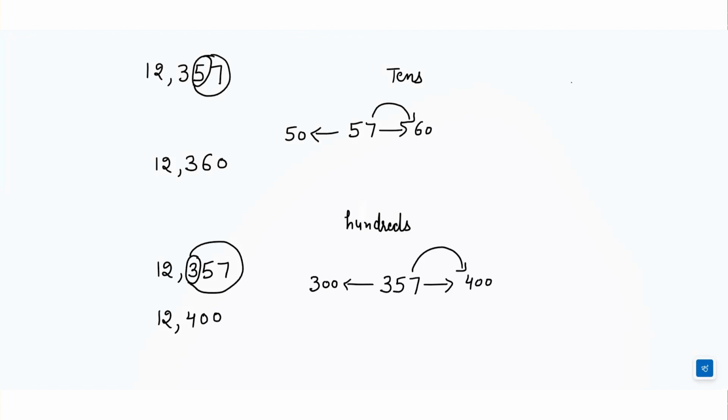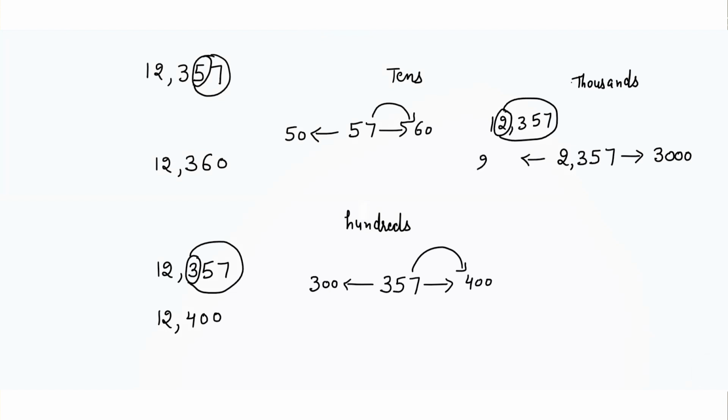Similarly, we'll see for thousands. Now, in case of a thousands place, we have 2 here. And if I will see all the digits till thousands, it is 2,357. Now we have to see, is it close to 3,000 or is it close to 2,000? So if you will see, this number is closer to 2,000, not 3,000. That means I will write on here 12,000.